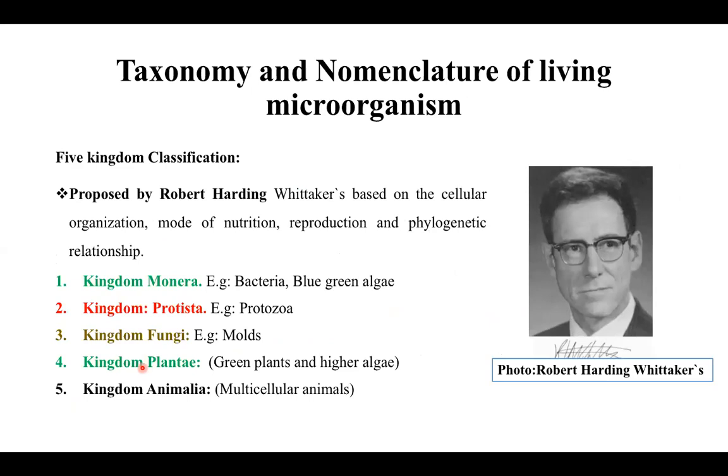There is a five kingdom system which was proposed by Robert Whittaker. He classified all living organisms in nature into five kingdoms based on their cellular organization or cellular structure, the mode of nutrition, reproduction, and phylogenetic relationships. The kingdom Monera includes the bacteria and the blue-green algae; the kingdom Protista includes the protozoa; the kingdom Fungi includes the molds or the fungi; the kingdom Plantae includes the green plants and the higher algae; and kingdom Animalia includes the multicellular animals, including human beings.